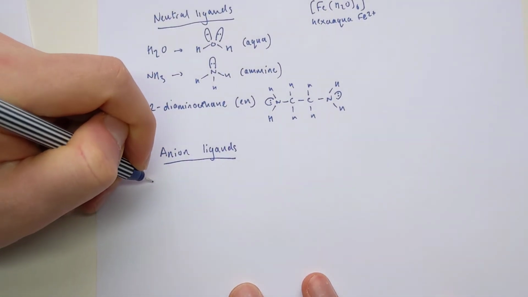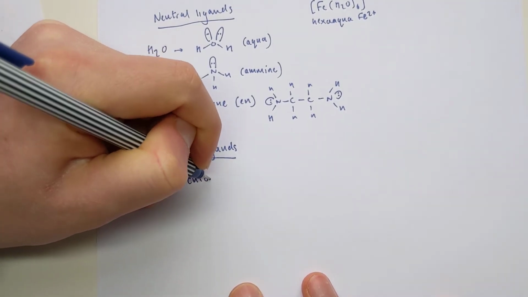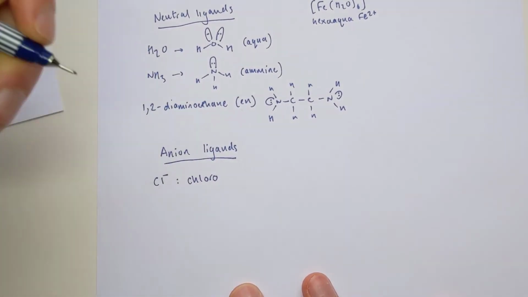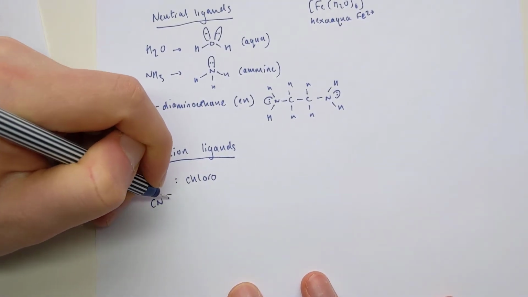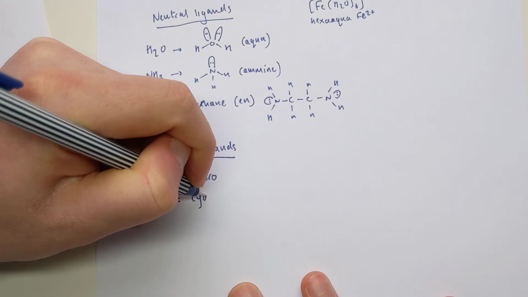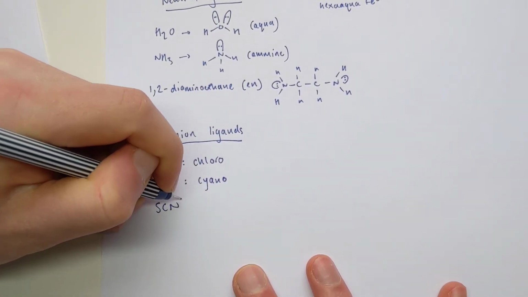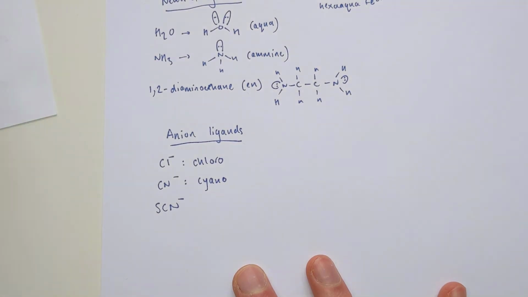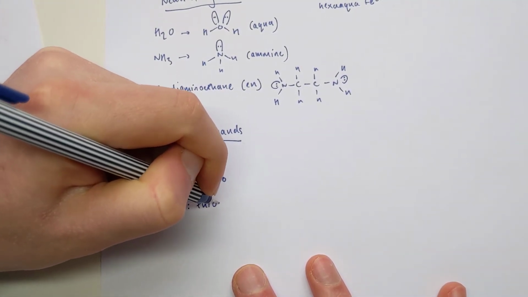Key examples of it would be your chloride ion. You would call it chloro within a compound, for example, like hexachloro or tetrachloro if you've got 4 of them. You've got your cyanide ion, which becomes cyano within a complex. This one is a little bit new to you, SCN. It's known as a thiocyanate ion, but in the context of complex chemistry, we would call it thiocyano.